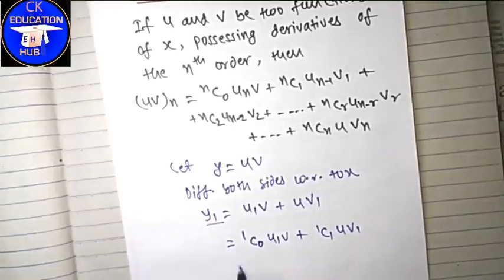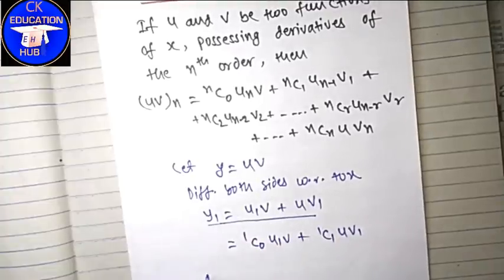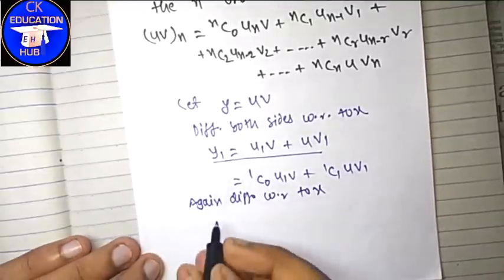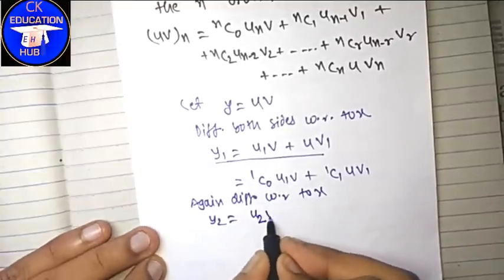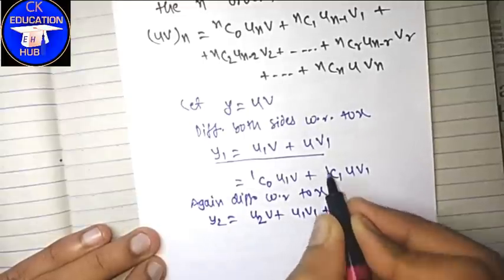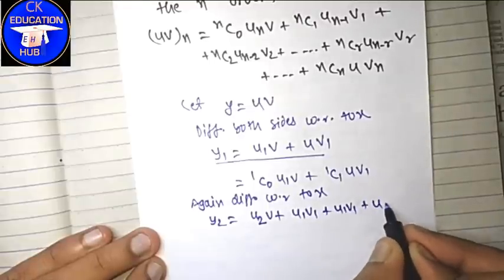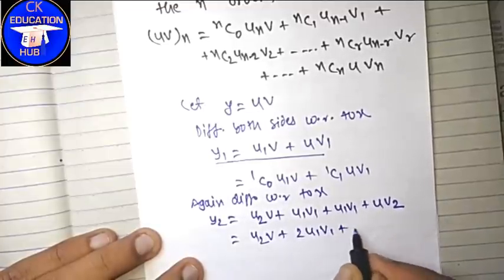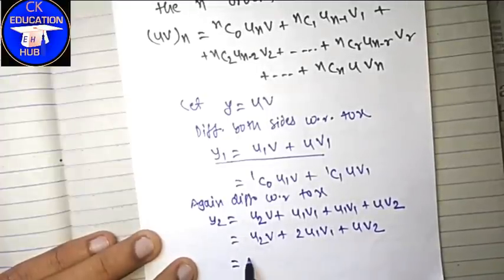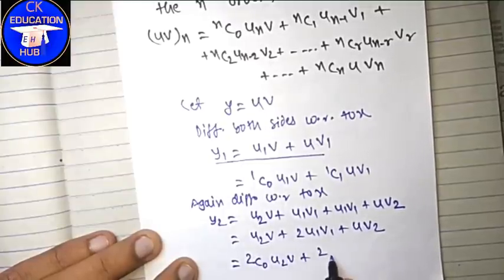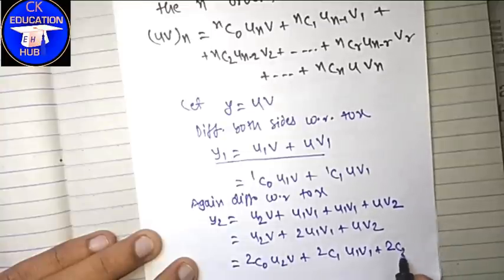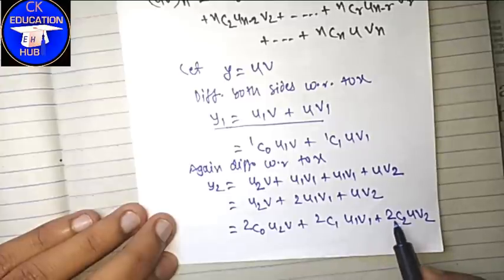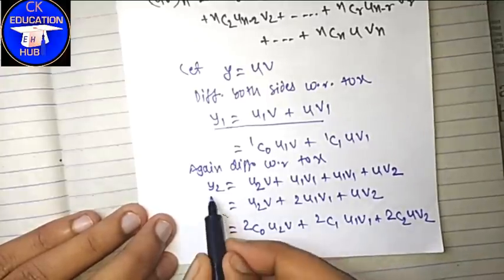Now again differentiate this function with respect to x. So y2 is equal to u2 v plus u1 v1 plus u1 v1 plus u v2. Here, u2 v plus 2 u1 v1 plus u v2, we can write it like 2C0 u2 v plus 2C1 u1 v1 plus 2C2 u v2, as we know that 2C0 is equal to 1, 2C1 is 2 and 2C2 is 1. Now y2 also satisfies the Leibniz theorem.